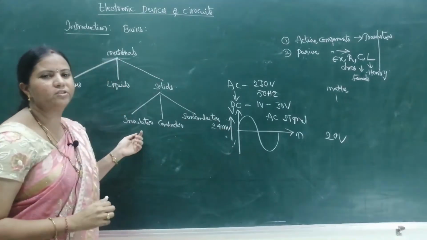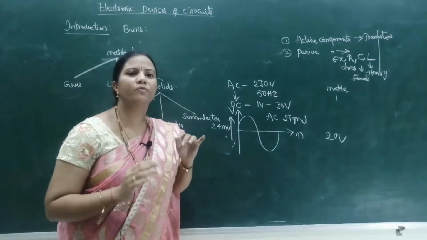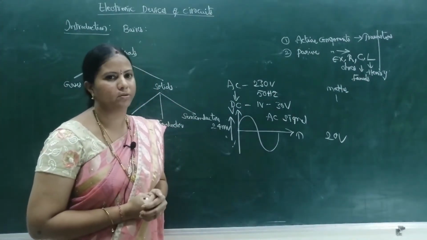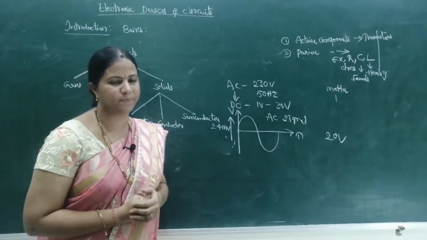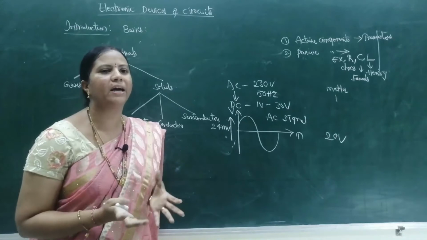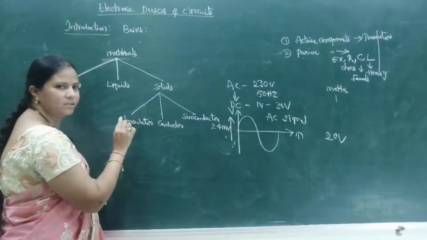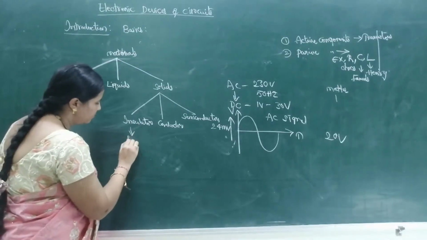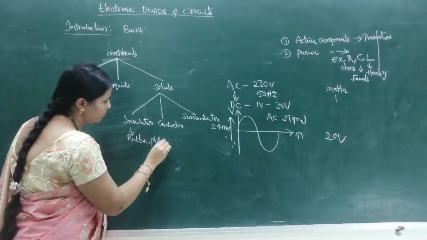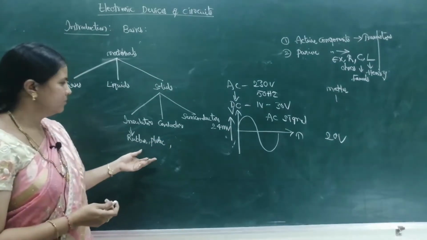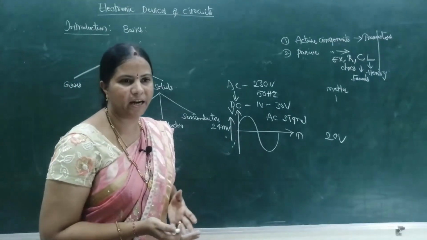So what is the meaning of insulators? Insulators are those substances which don't allow the flow of electrons or any current through them. Coming to the examples of insulators: rubber, plastic, wood, like this. Conductors are those substances which can flow the current.